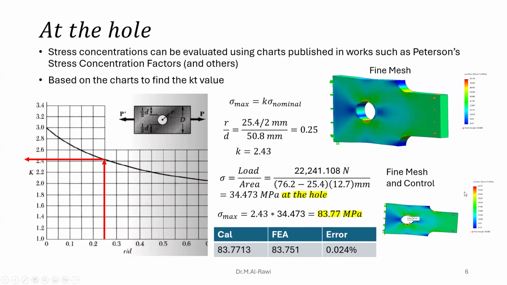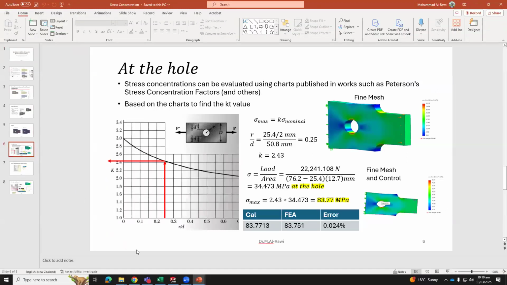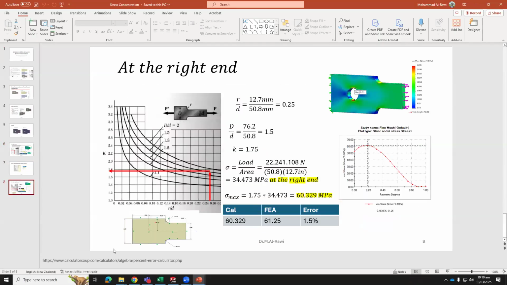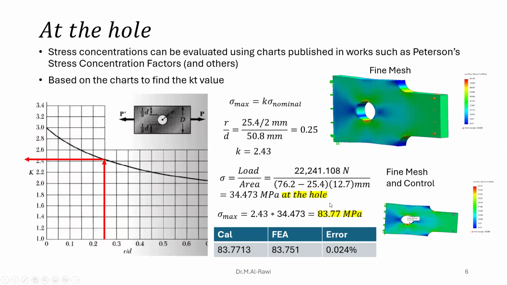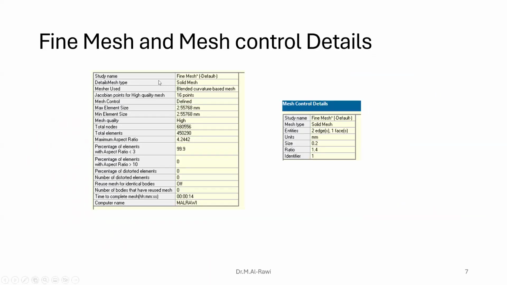I'm using the fine mesh and control, and I'll get a very, very awesome error. You don't get that a lot in FEA. It's 0.024%. And if you don't know how to calculate the error, I left you an equation here showing how to calculate errors. Very simple.